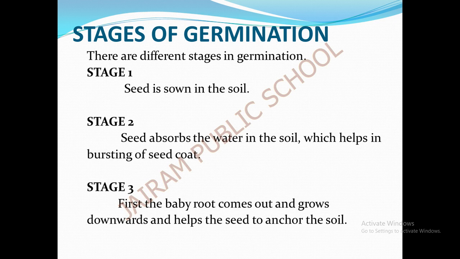Next, stage 3. First, the baby root comes out and grows downwards and helps the seed to anchor in the soil. First, only the baby root comes out from the seed and it goes down in search of water to help the seed stand steady in the soil.